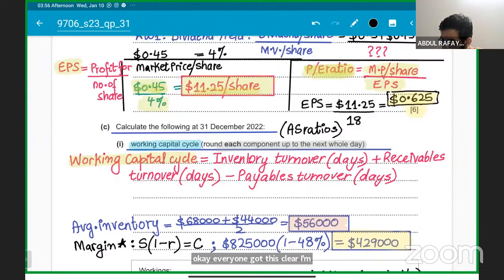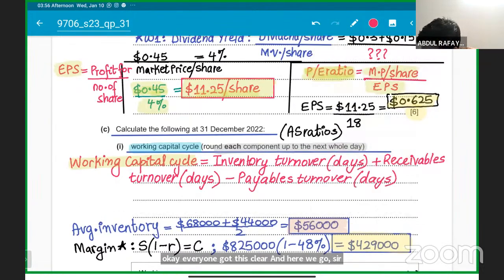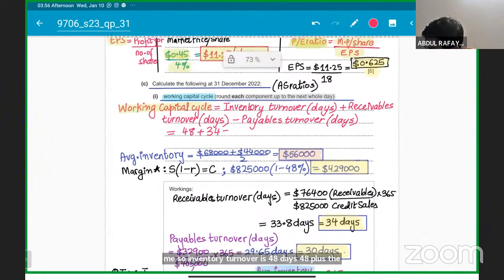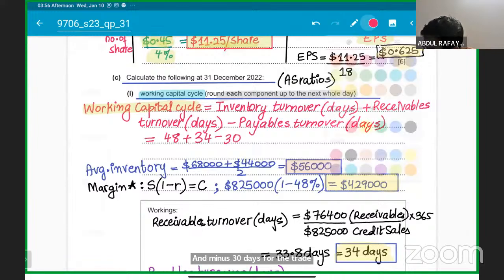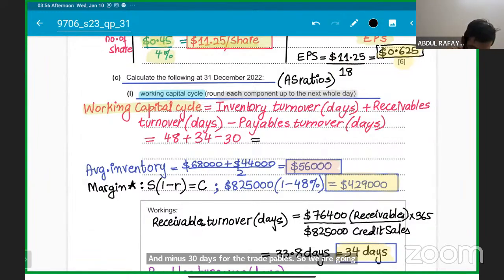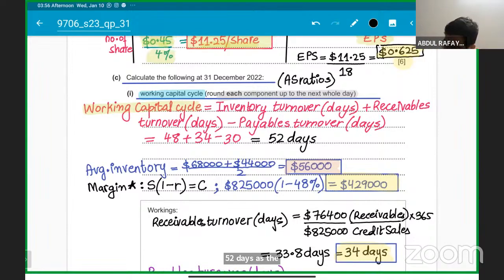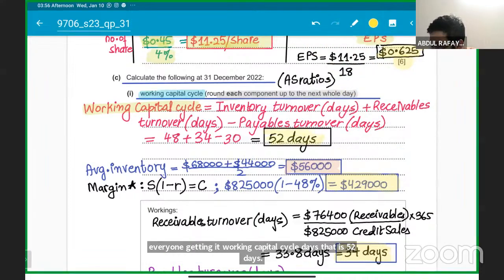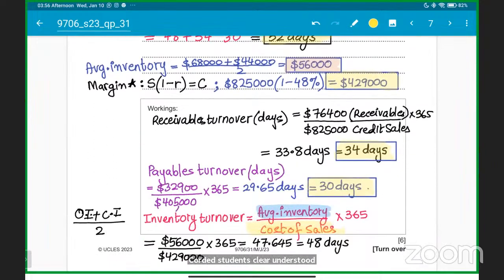And here we go, sir. Now we have got all the days in our hands. Everyone with me? So inventory turnover is 48 days. 48 plus the receivables is basically 34 and minus 30 days for the trade payables. So we are going to get, students, 48 days plus 34 days minus 30 days, 52 days as the working capital cycle days. Okay, everyone getting it? Working capital cycle days, that is 52 days. Got it, students? Clear? Understood? Working capital cycle days are coming 52 days.